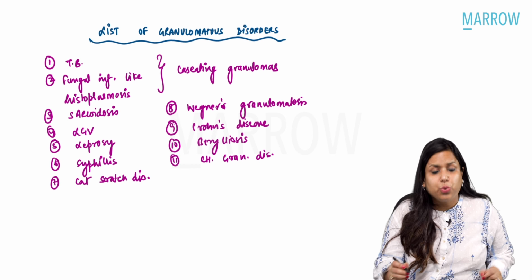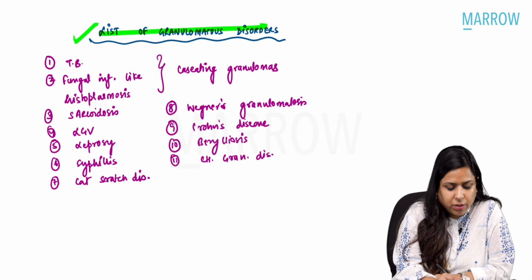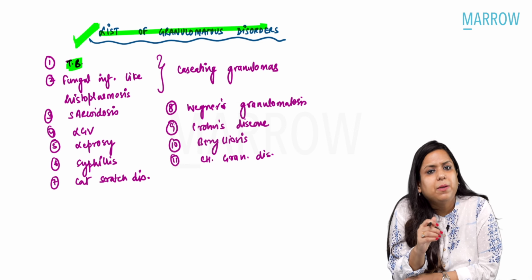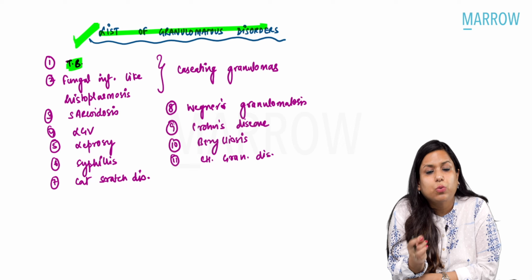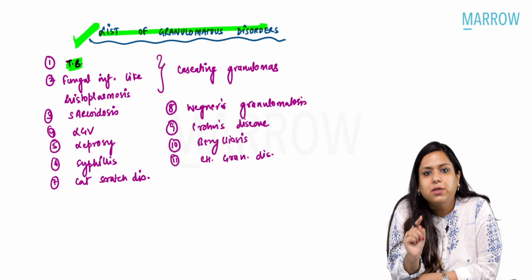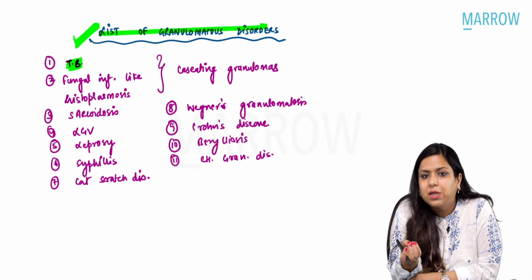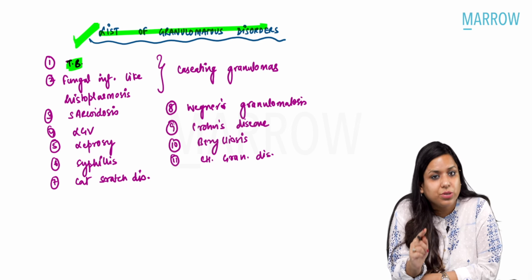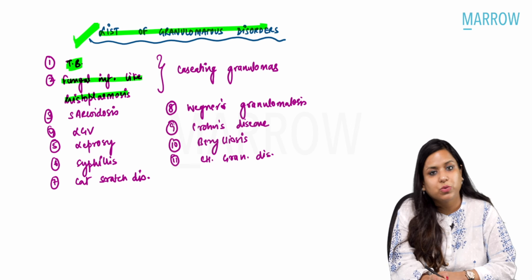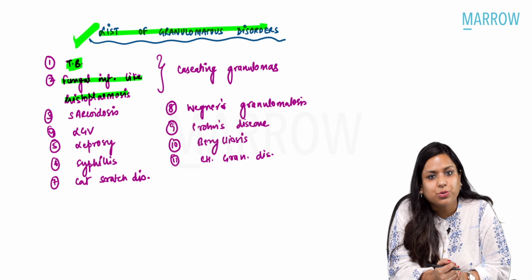Now, if they ask you what are the diseases in which you see granuloma, this is another thing which is important, you should know. One is TB. Now, you people will say that, ma'am, TB will always show caseating granuloma. No, remember, TB can show both caseating and non-caseating granuloma. If I ask you, is there any other condition in which you see caseating granulomas? Yes, that's also a question. The answer is fungal infections like histoplasmosis or coccidioidomycosis. That also shows granuloma formation, right?